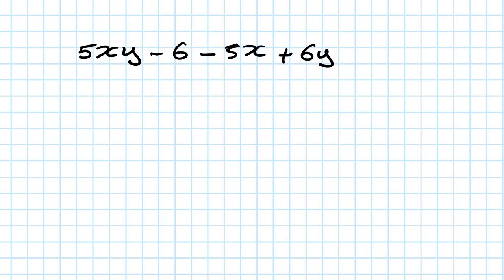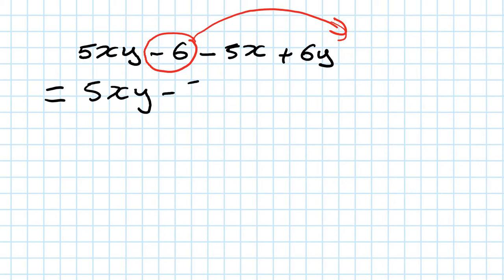Let's move on to this question here: 5xy minus 6 minus 5x plus 6y. You notice that I cannot take out any common factor for the first two terms and the last two terms. This means that we need to do some rearrangement first. So the way to go about this is I move the minus 6 all the way to here, so I can see some common factors for the first two and the last two as well. If I rewrite this, it gives me 5xy minus 5x plus 6y minus 6. There you go.